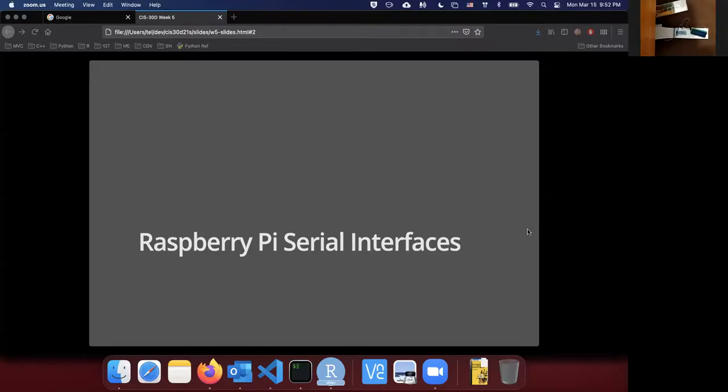Welcome to week 5 of this course. This week we're going to study the LCD, and it's going to be a useful device in our projects.